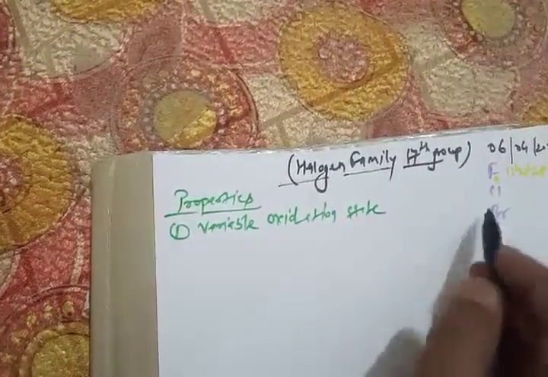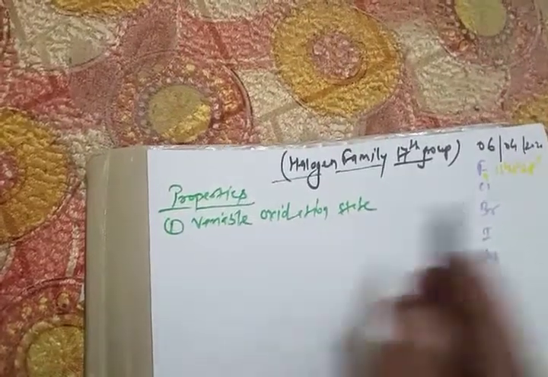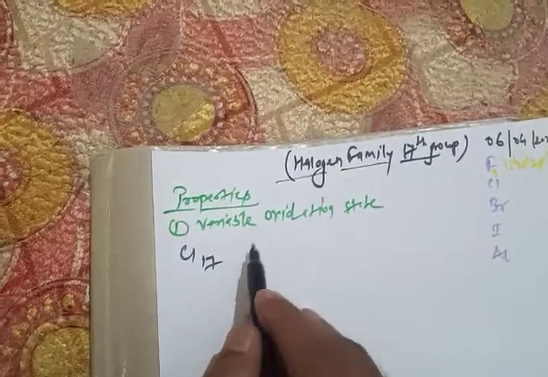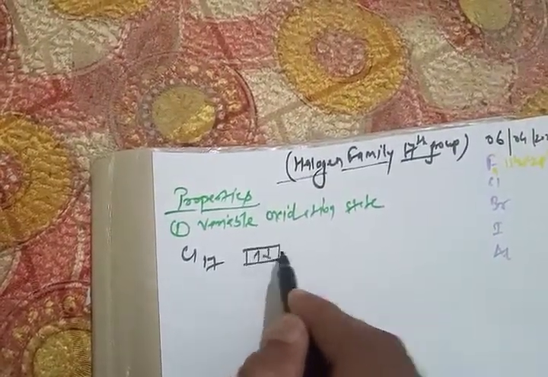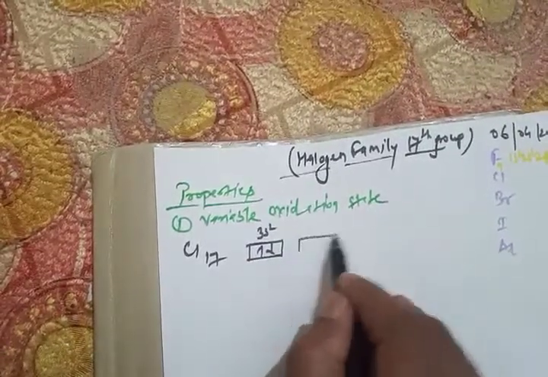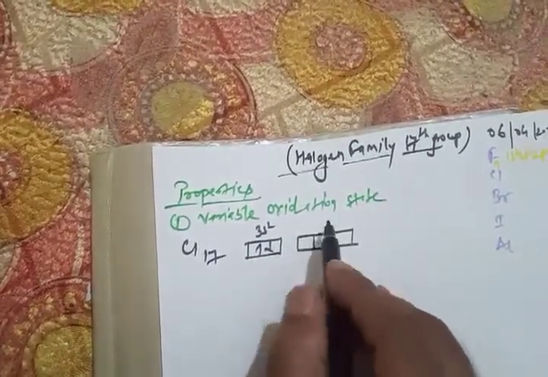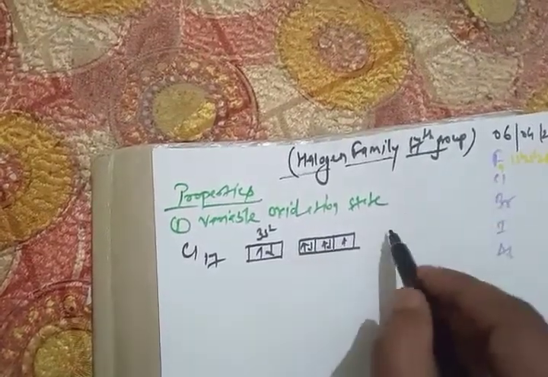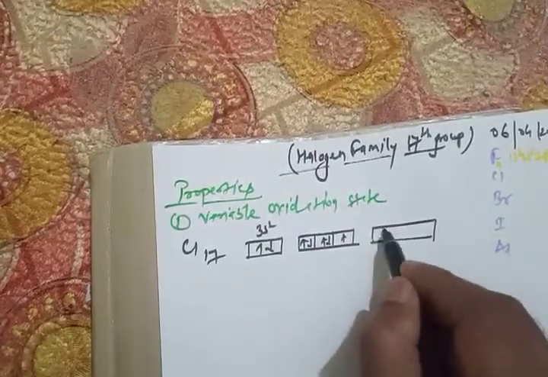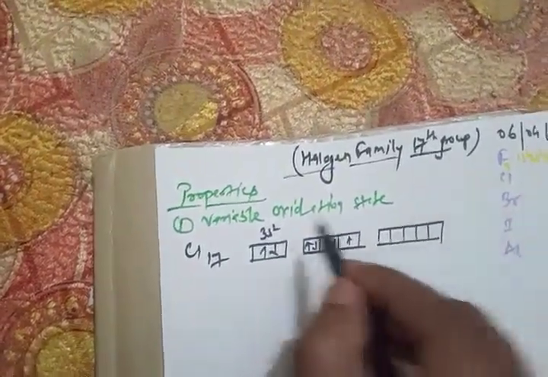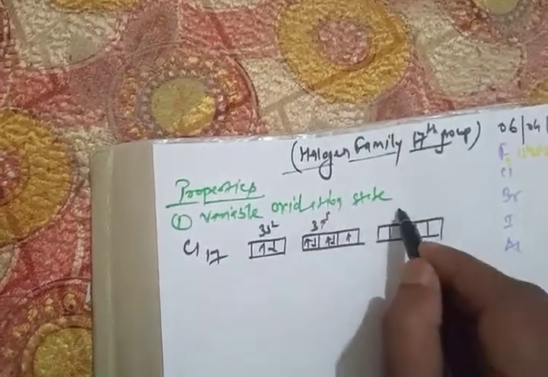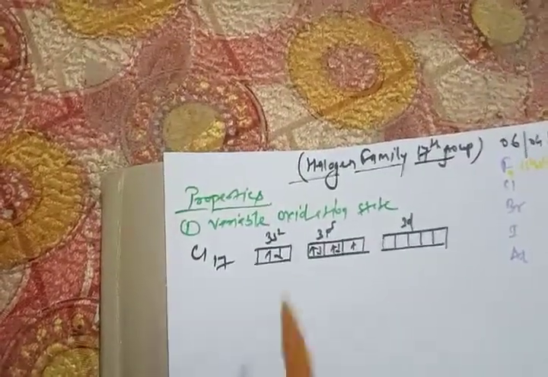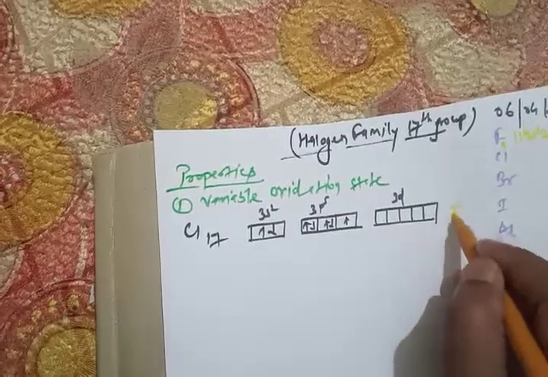So let's take an example. You can take any one. If you go for chlorine, atomic number 17, the last electrons will enter 3s2 and 3p5, that is 1, 2, 3, 4, and 5, and this is the vacant d orbital. So this is 3s2, this is 3p5, and this is 3d. Here we have only one unpaired electron, so the oxidation state will be +1.